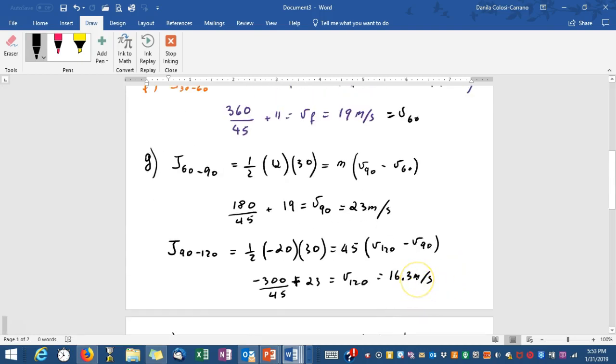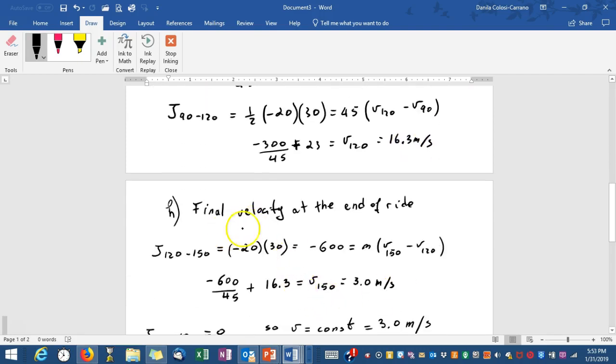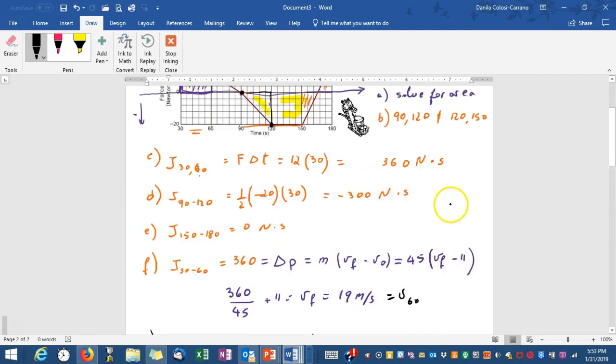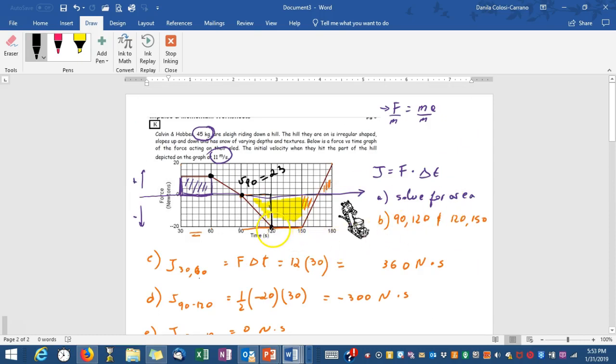And for solving part F, they ask us to find the final velocity at the end of the ride. As of now, we are at the point 120, which is up here. So we still need to follow the same procedure and calculate the final velocity at 150, because we have the initial velocity for the interval between 120 and 150, which is the 16.3 we just calculated. We need to calculate this value here, and at that point, we are basically done.